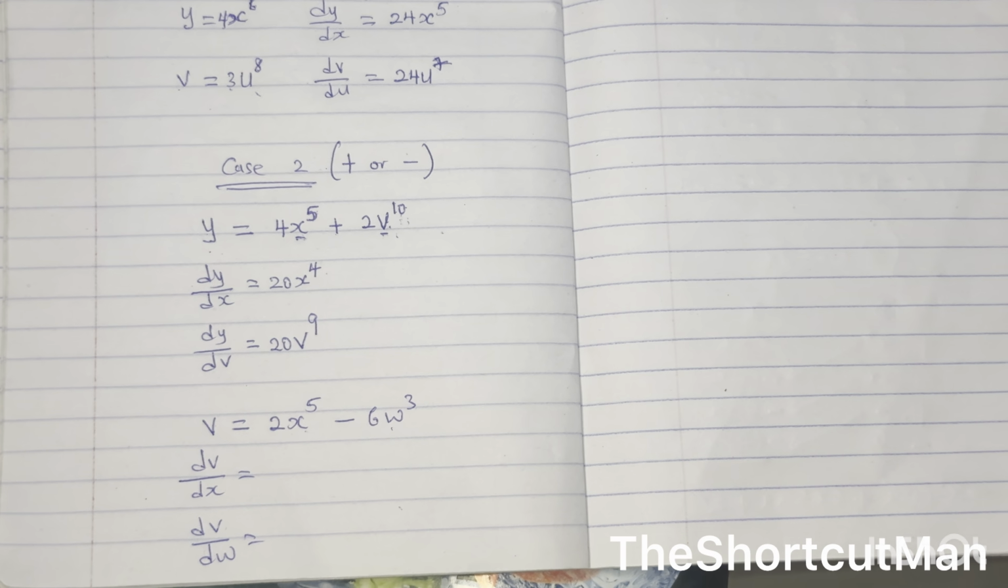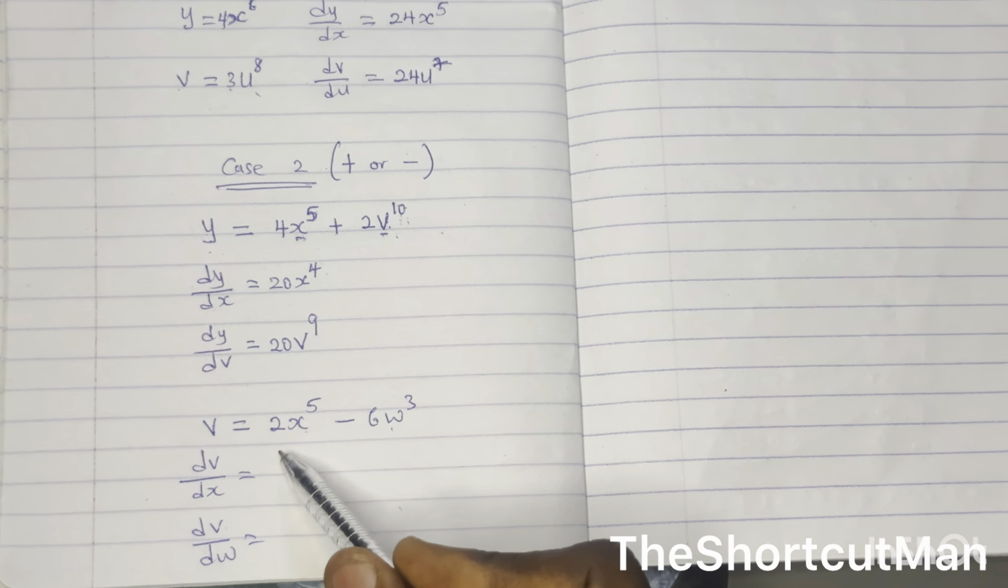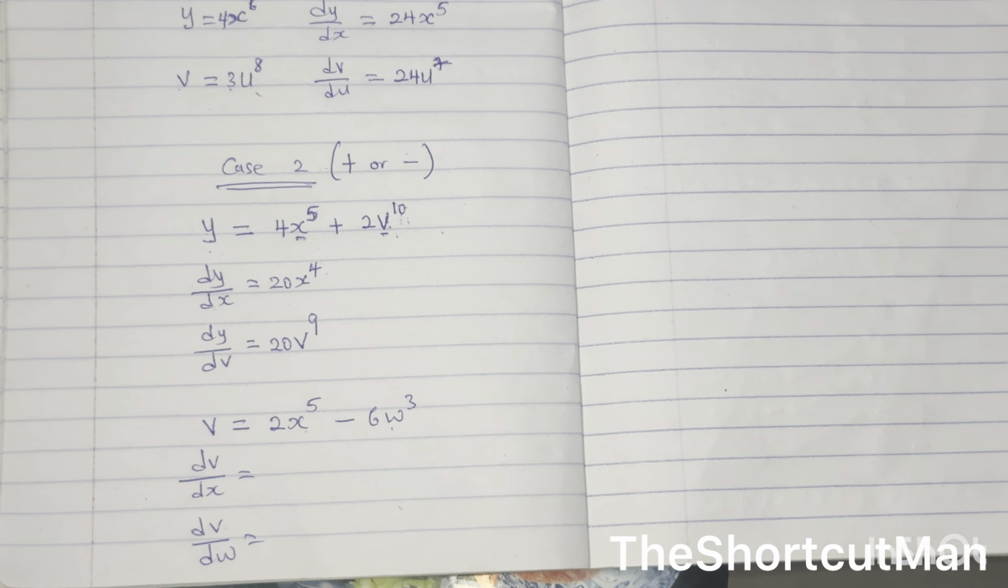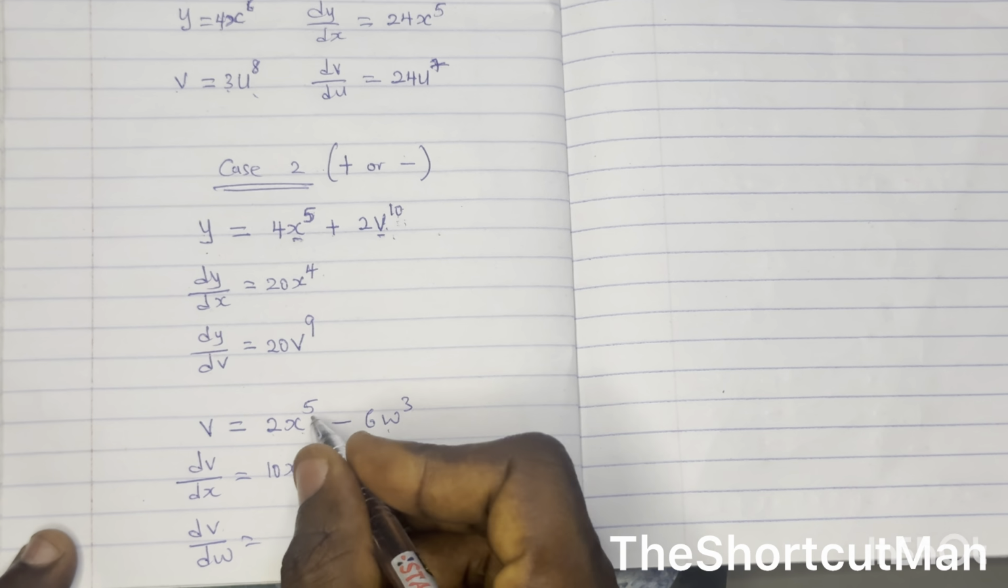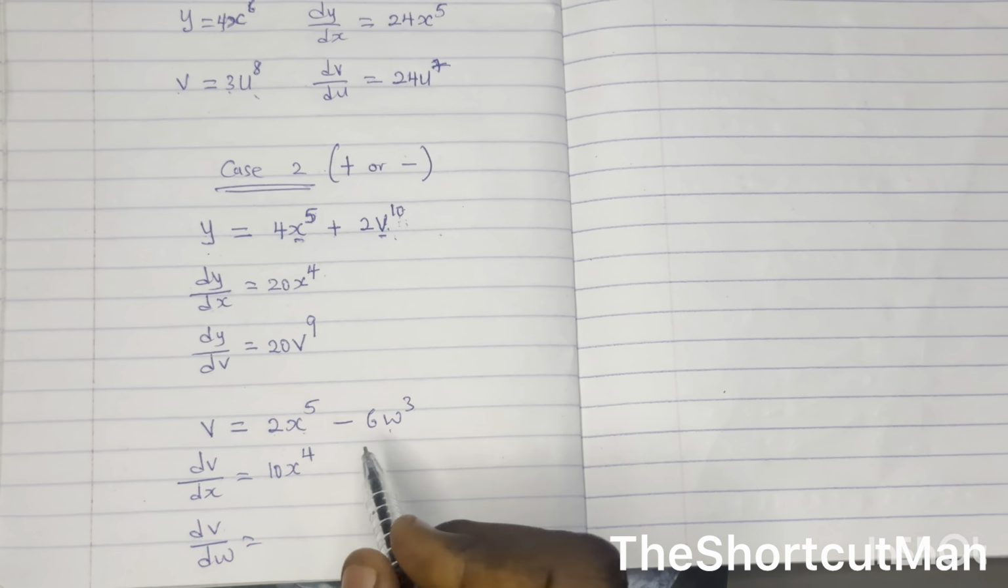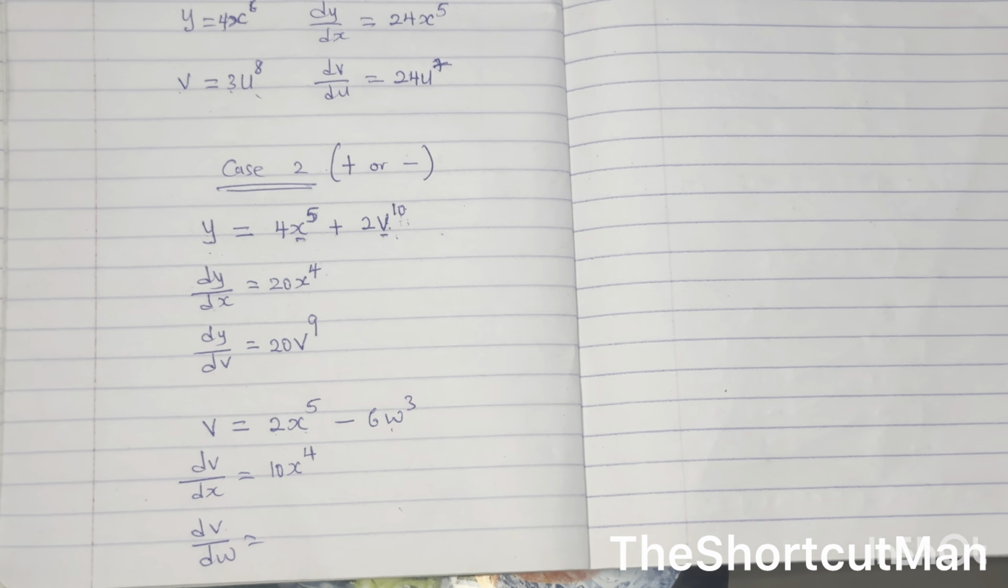That means these are the alphabets we have in the question. For dv/dx, our concern is x. So let's focus on x, which will be 5 times 2, that's 10. Then x raised to the power 5 minus 1 is 4. So you are less concerned about this, because this is w, there is no x here.